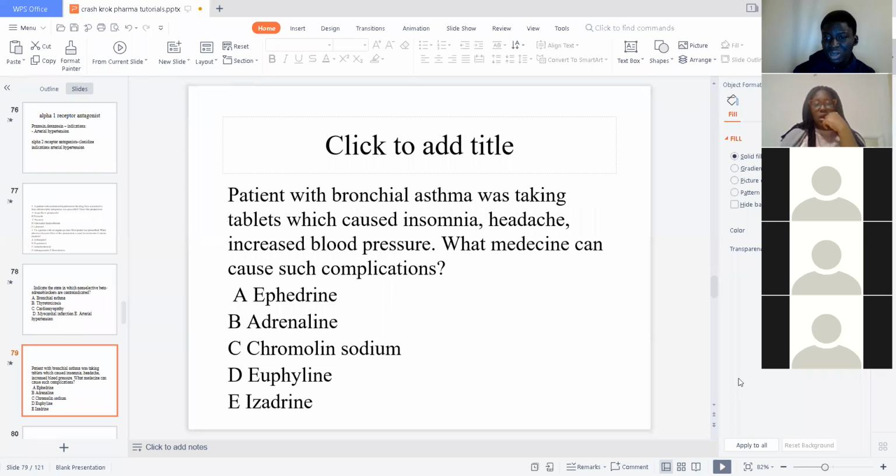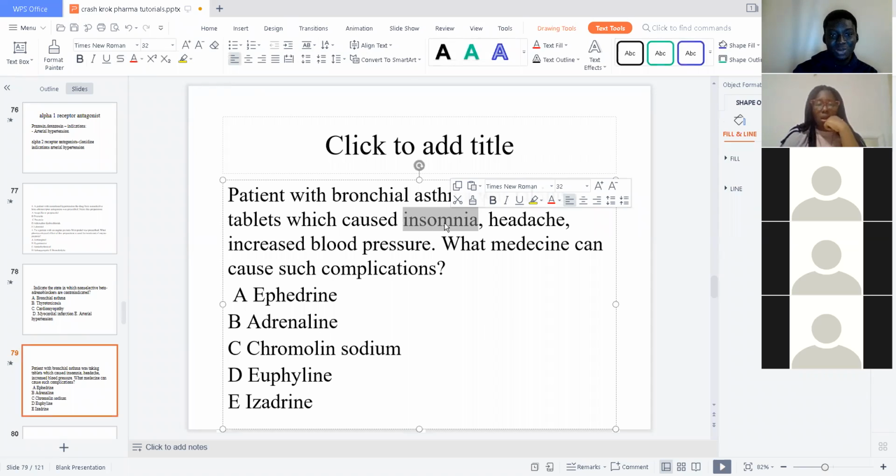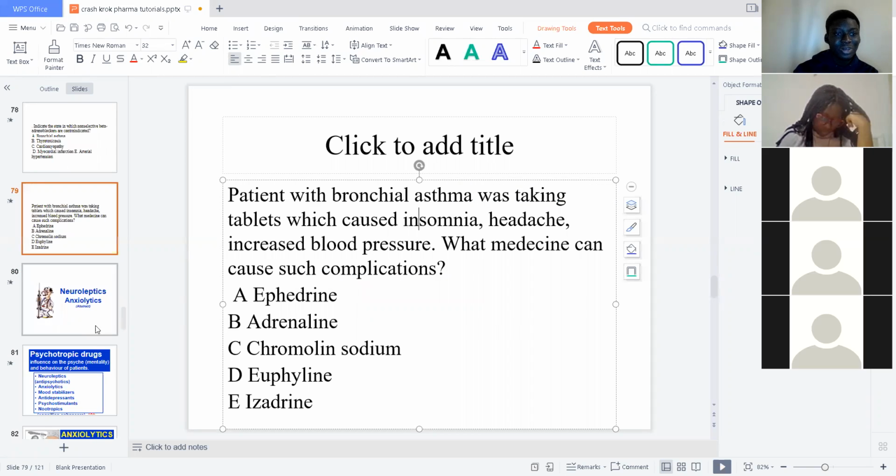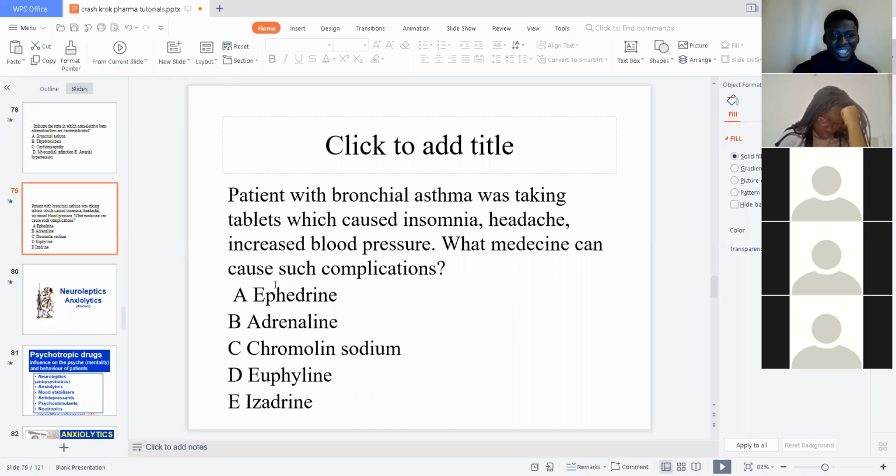Okay, next, Dauda. A patient with bronchial asthma was taking tablets that cause insomnia and headache. What medication was this? I think it is Euphylline. Try again. Oh, ephedrine. Yes, that's correct. The keyword you should look for here is insomnia. Ephedrine causes insomnia. That's all. Okay, does anyone have questions on that topic?